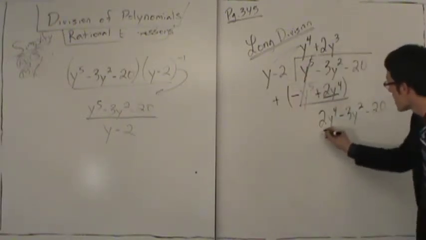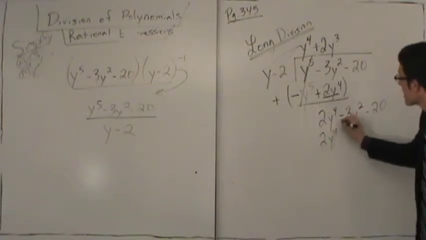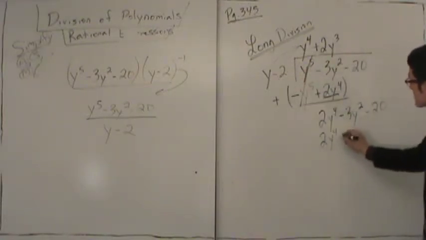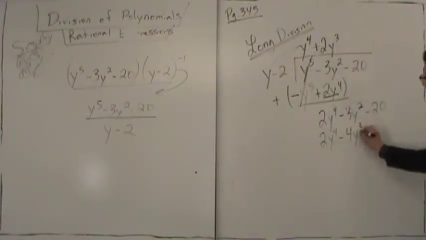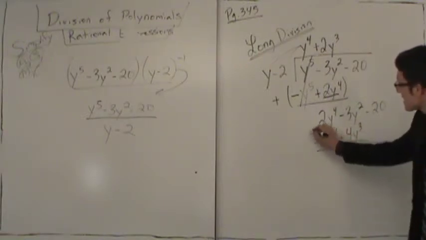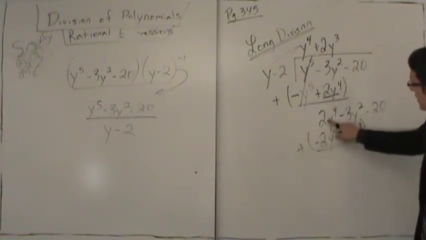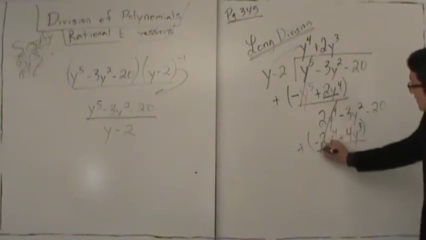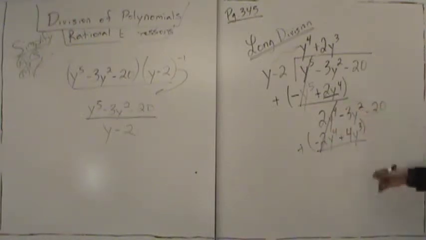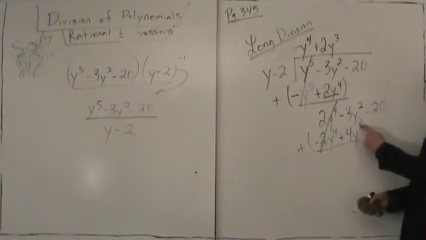2y to the 3rd times y is 2y to the 4th. And 2y to the 3rd times negative 2 is negative 4y to the 3rd. And change your signs and add. Okay? The front, 2y to the 4th plus negative 2y to the 4th cancel. And question, does the y squared and y cubed term combine?